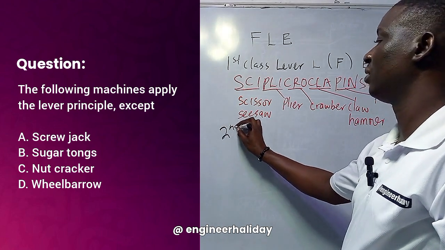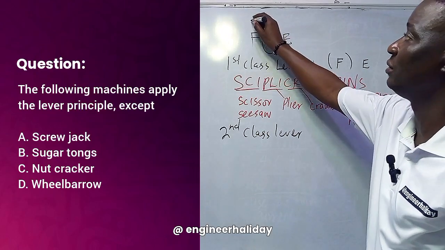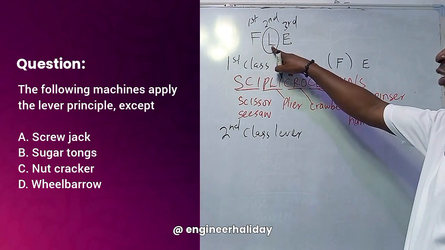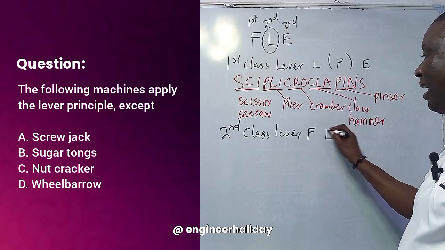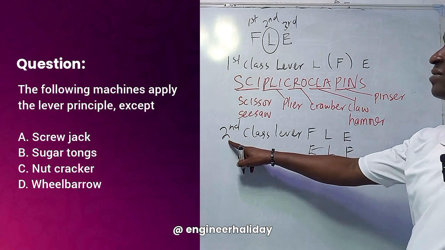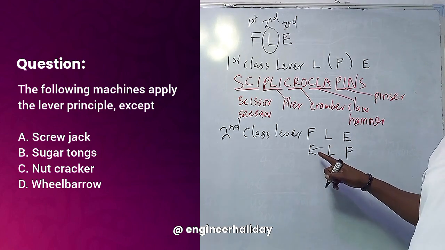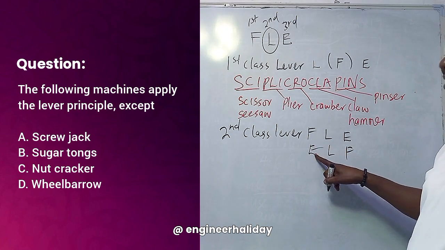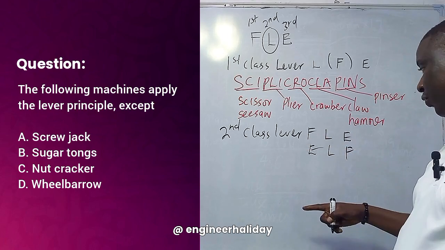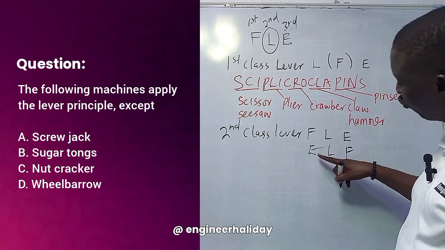Second class lever is a lever in which the load is between the fulcrum and the effort, or effort and fulcrum. Look at this: first, second, and third. You see, I'm FLE. You understand? Anyhow you want to define it, the load is between the fulcrum and effort. That is load between fulcrum and effort, second class.